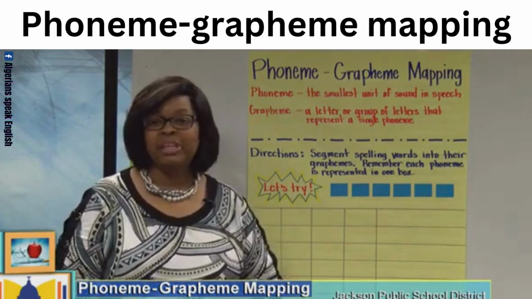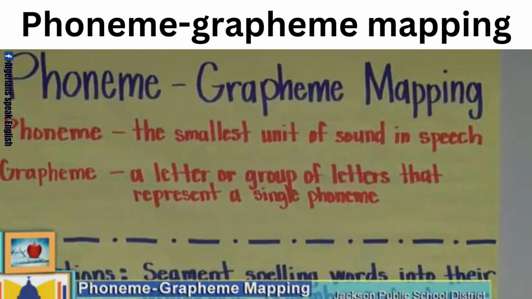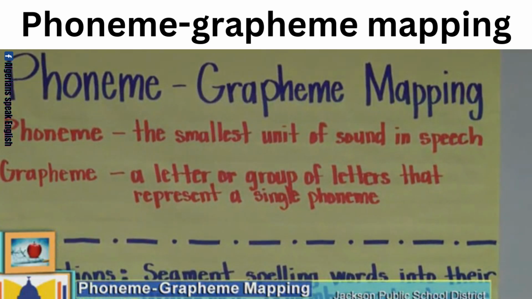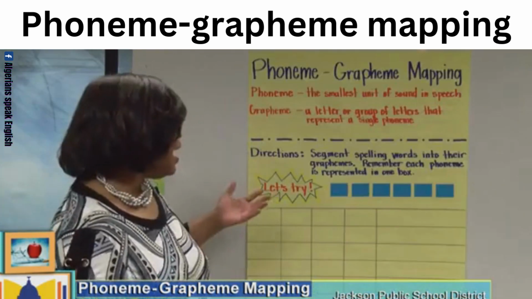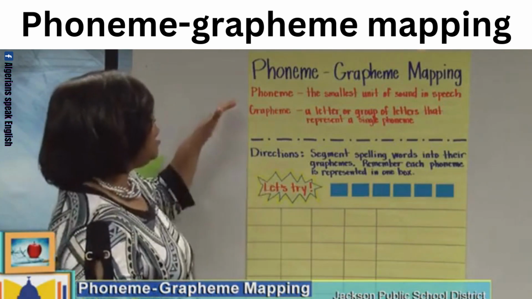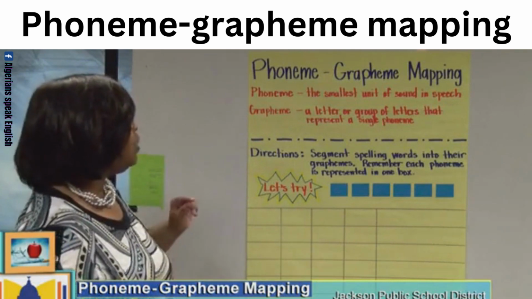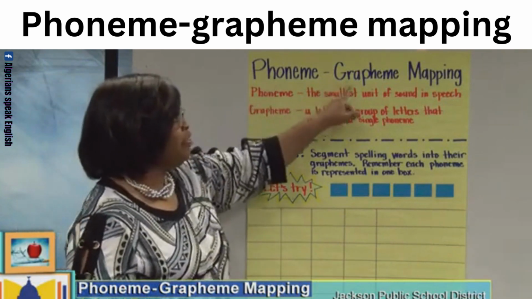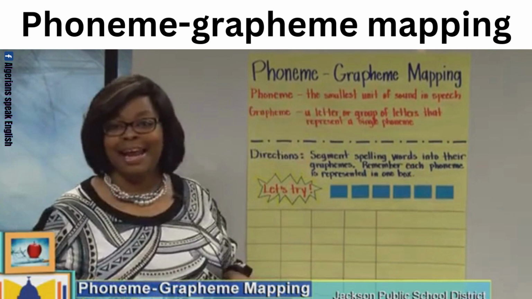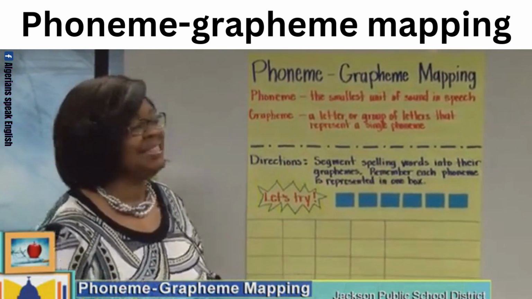Today, I will be sharing with you a strategy known as the phoneme grapheme mapping strategy. I'm really excited because it helps you to spell and be able to decode and read words. So let's go ahead and move into some vocabulary. If you notice, our strategy has two main words, phoneme and grapheme. Let's make sure that we can understand what those words mean before we delve into the practice.